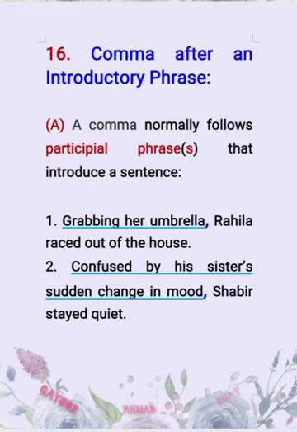Number 16. Use of comma after an introductory phrase. Friends, a comma normally follows participle phrases that introduce a sentence. For example, grabbing her umbrella, Rahila raced out of the house. Number 2, confused by his sister's sudden change in mood, Shabi stayed quiet. In these two sentences, we have the introductory participle phrases, grabbing her umbrella in the first and confused by his sister's sudden change in mood in the second, and these are separated from the rest of the sentence by commas.